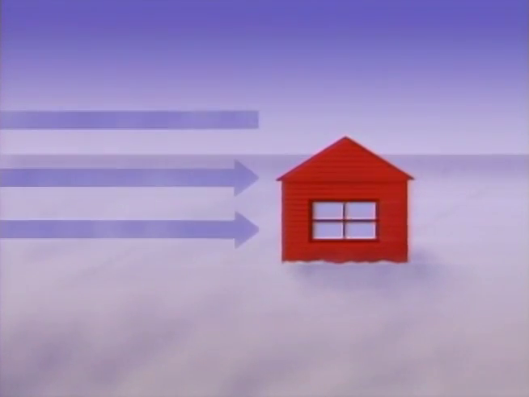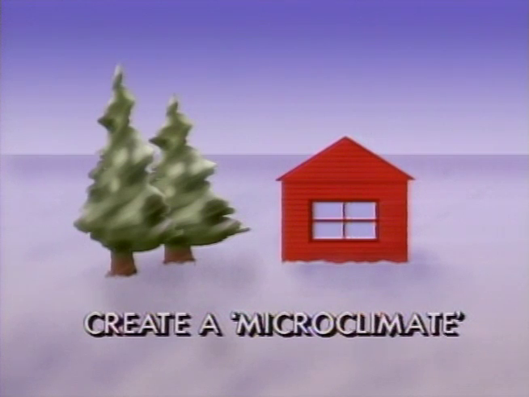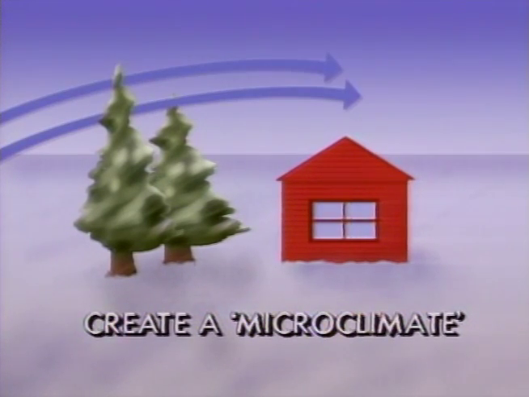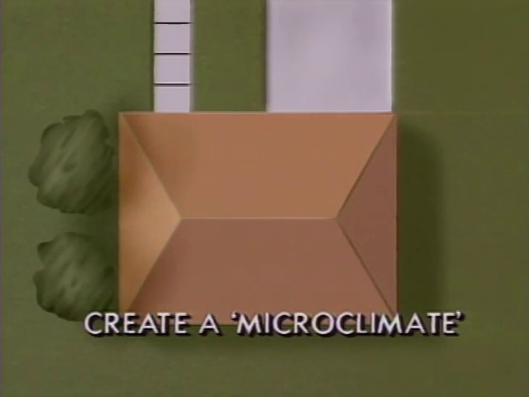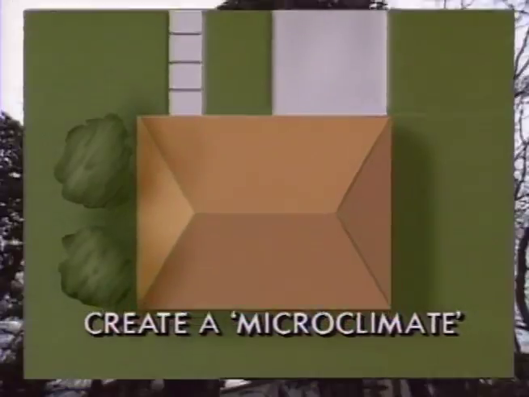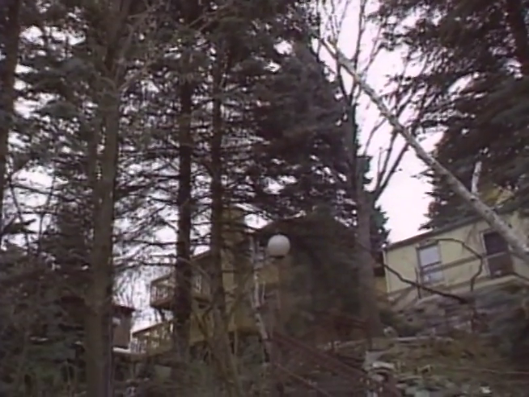Every Minnesota home needs protection from the cold winter winds to keep from losing heat. Planting evergreen trees northwest of the house will change the winds so the house uses less energy. And in summer, trees on the west side of the house block the afternoon sun. Creating microclimates of trees around our homes will reduce our energy needs.